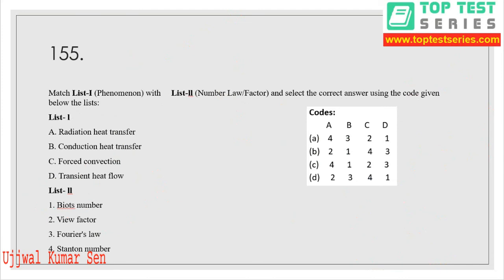Question number 155. We have to match it. Match list 1 phenomenon with list 2 number, law, factor. Select the correct. Okay, so it is a matching question. So we have to write A, B, C, D.